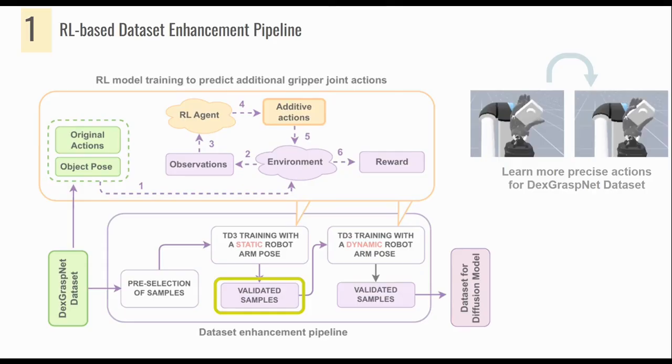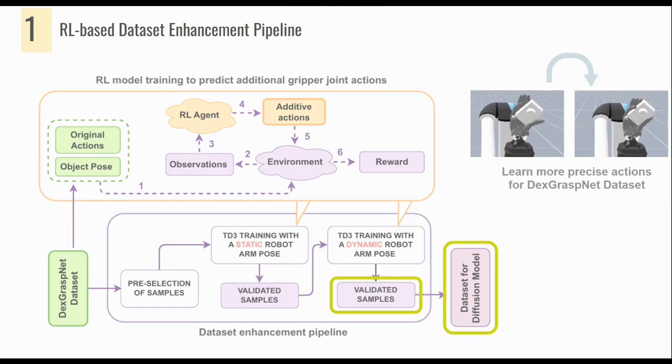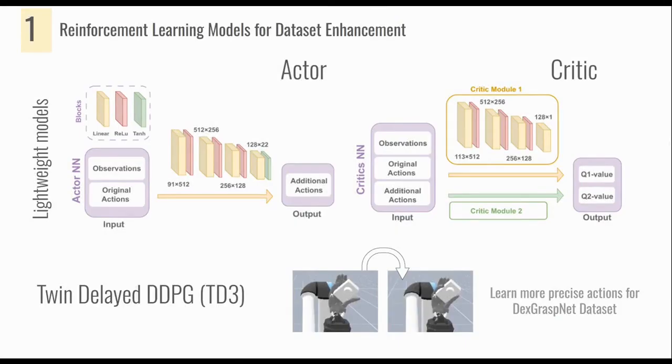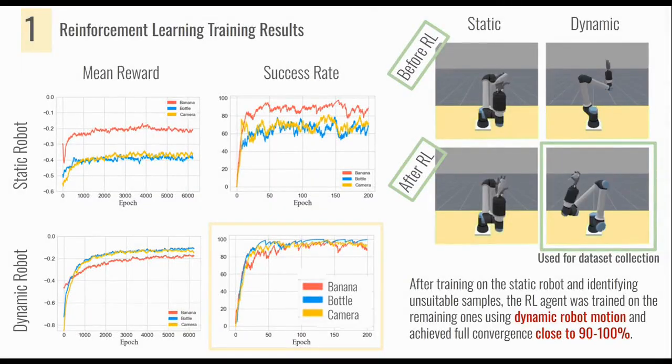grasping. After training on a static robot pose, we removed examples on which the agent failed to improve performance and used the remaining examples to train the RL agent in a dynamically changing robot pose environment. The resulting examples of successful object grasping were used to collect a new dataset for the diffusion model. The TD3 algorithm was used to train the RL agent, and the actor and critic models consisted of lightweight architectures of 4 linear layers. The results of training the RL agents are presented here.